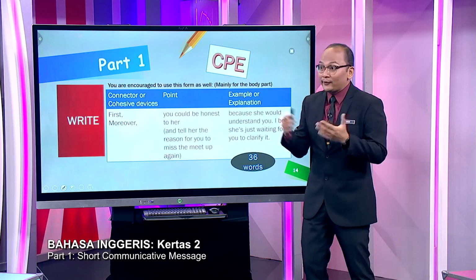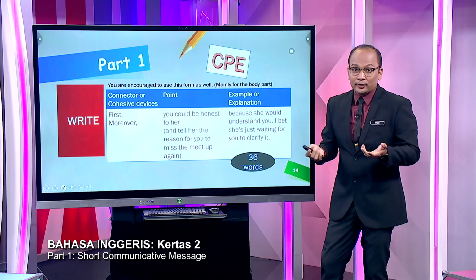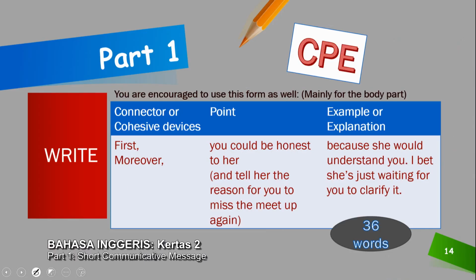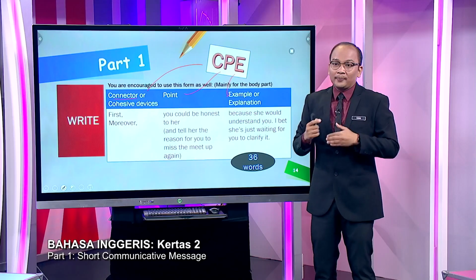This is also one of the techniques that I like to introduce to our students. Try to use CPE. Yes, it's an acronym. C is for connectors or cohesive devices. P is for point, and E is for example or explanation. Students out there, you are encouraged to use this form, mainly for the body part.